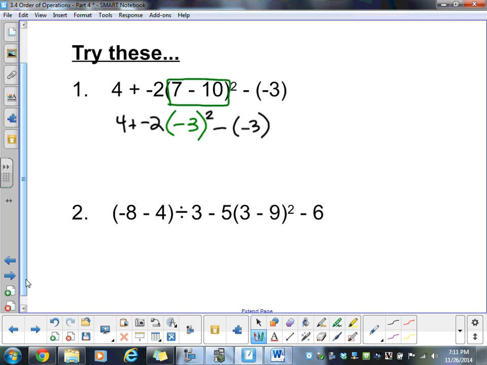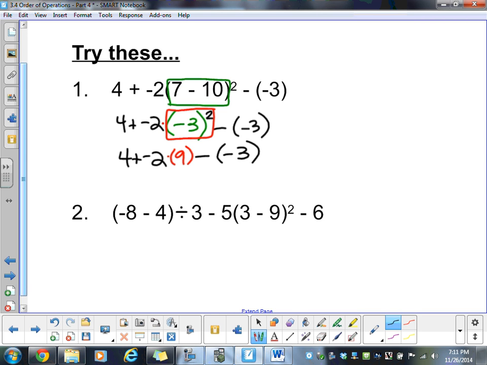Now I'm going to look for exponents. I see an exponent right here kind of in the middle again. I have a negative 3 that's being squared. So I'm going to write down my 4 plus negative 2 and my negative 3 squared, that's multiplied. There's no sign between the negative 2 and that parentheses, so we're multiplying. Negative 3 squared means negative 3 times negative 3. If you type it in your calculator, make sure you use parentheses, and you should get a positive 9. And then I'm going to write the rest of my problem out.